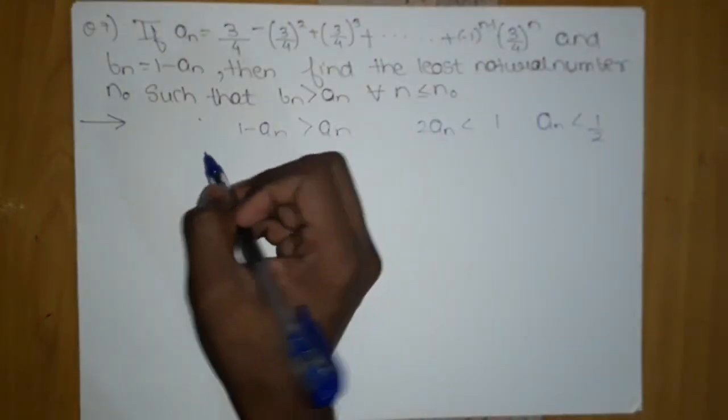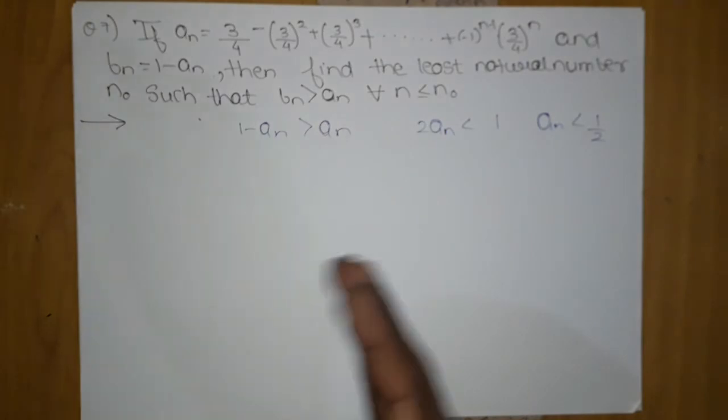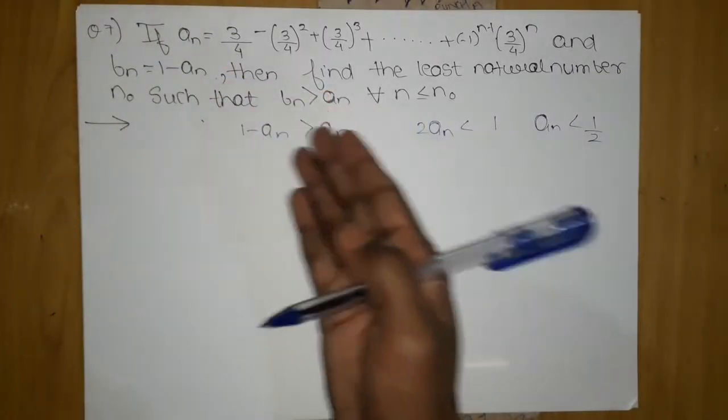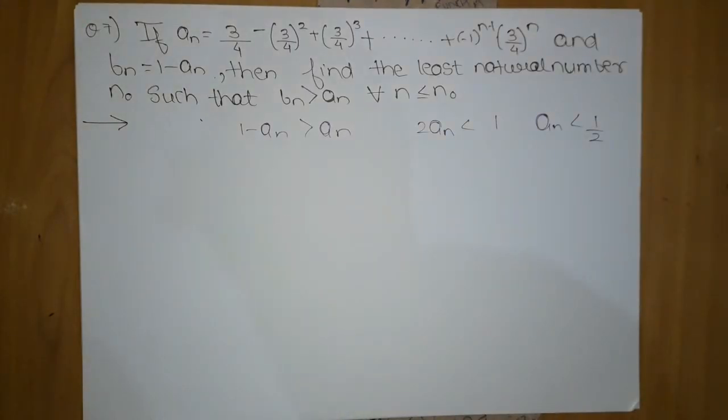This thing is very simple. You can easily understand why we did that. We put the bn value and just got an equation that an should be less than 1 by 2, then this condition will be possible. We got a generalized condition.